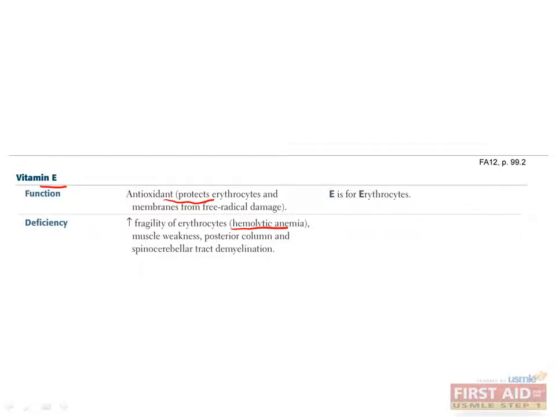Other signs of vitamin E deficiency include muscle weakness and posterior column and spinocerebellar tract demyelination. Also, excess of vitamin E can interfere with vitamin K metabolism.